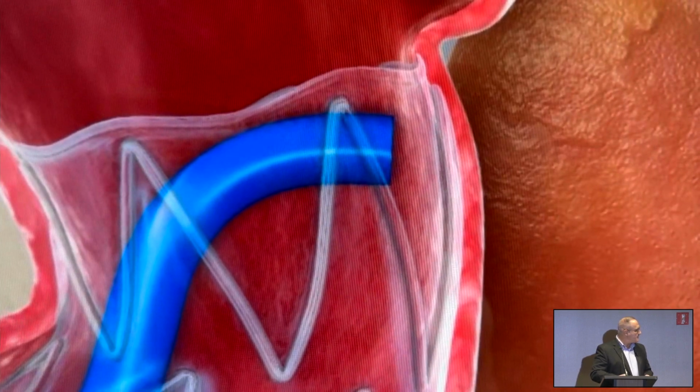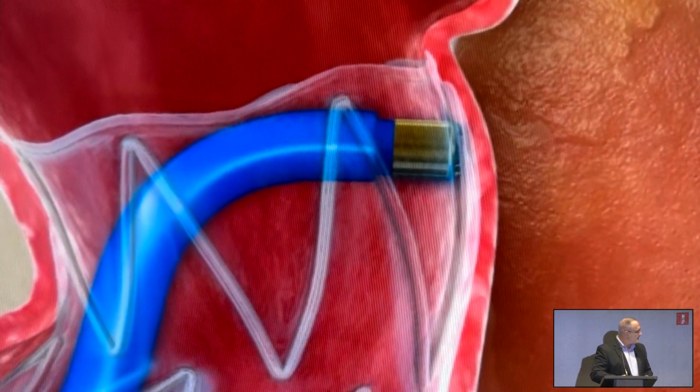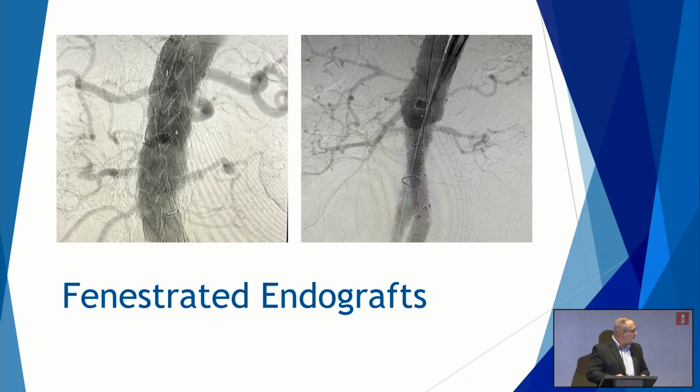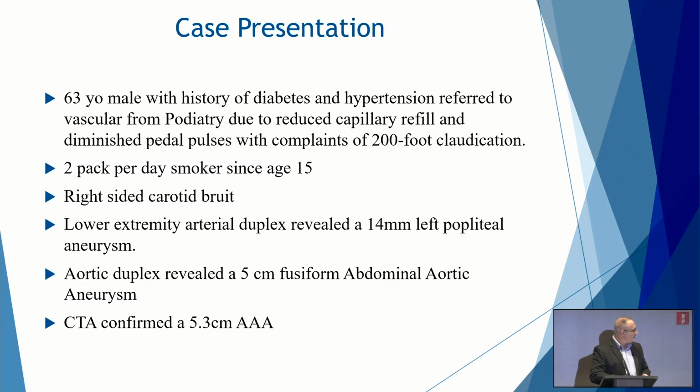Another way to avoid endoleaks would be with fenestrated endografts. So if you know you have a very difficult neck or no neck at all, you can plan to do a fenestrated endograft. And so we have a case here that I did recently.